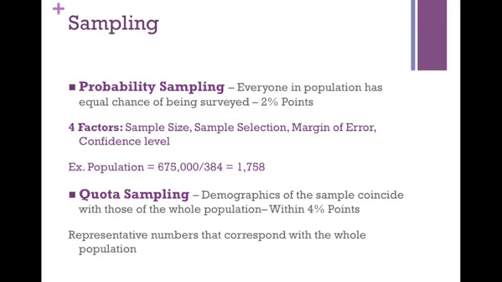So let's do an example of 100 people, and let's say 50% of your population is male Protestants from Texas, and 50% of your population is female Catholics from the Midwest. And so you would have to have 50 male Protestants from Texas and 50 female Catholics from the Midwest in order to get representative numbers that correspond to the population as a whole.